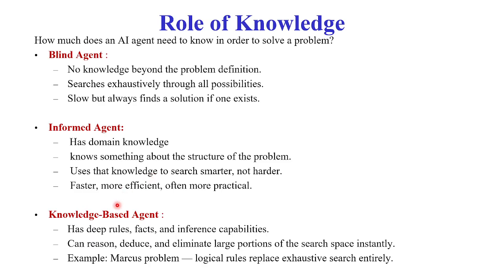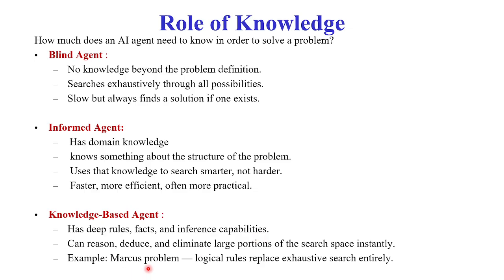Now, the third agent is the knowledge-based agent. This agent has deep knowledge: rich rules, facts, and the ability to do inferences from the information available. So it doesn't just search more efficiently; in many cases, it doesn't need to search at all. For example, we have seen the Marcus problem in the previous sessions. It can directly reason, deduce, and eliminate a large portion of the search.